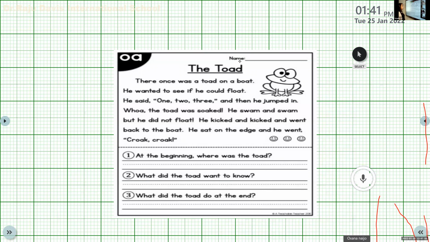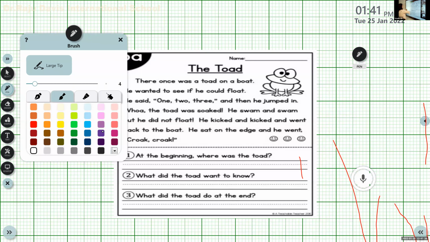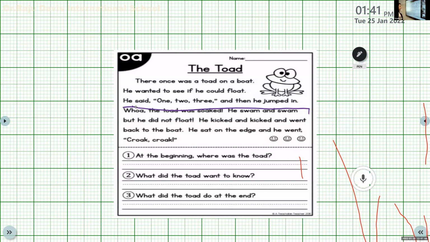He swam and swam, but he did not float. He kicked and went back to the boat. He sat on the edge and he went croak, croak. Okay? So we will read till here, till jumped in. Otherwise, everybody will not get a chance to read.